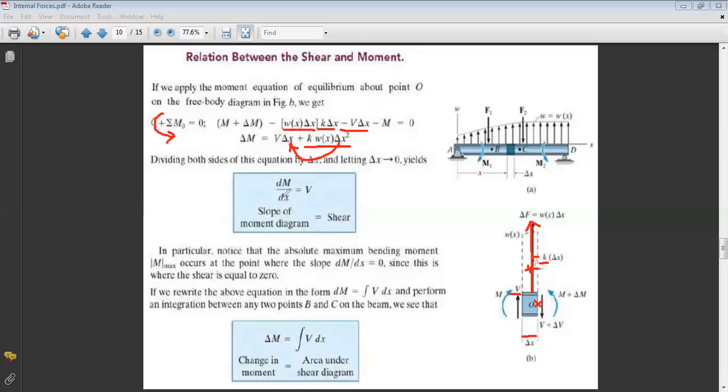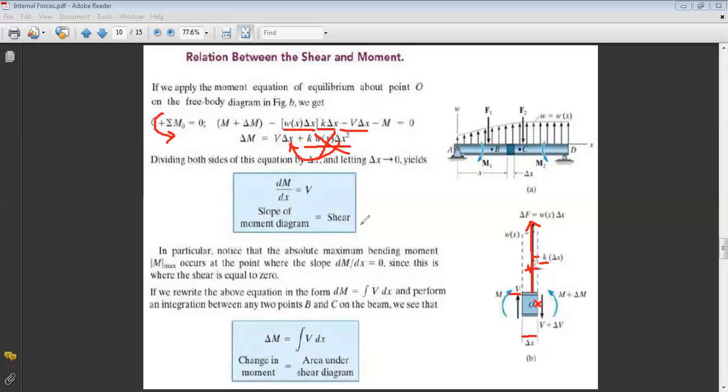So here, if you take delta x tending to 0, you will see that this term is negligible compared to this one, because it's proportional to delta x squared. So I can neglect this term compared to this one, and then I deduce that delta m is equal to v delta x. Now, if I let delta x tend to 0 and replace delta x by dx, I get that dm over dx is equal to v. And from here, I deduce that the slope of the moment diagram is equal to the shear.